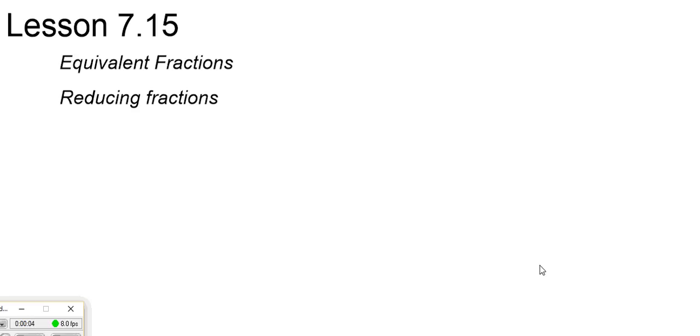Welcome to lesson 715. Today we're looking at equivalent fractions and reducing fractions. So a little fractional work.